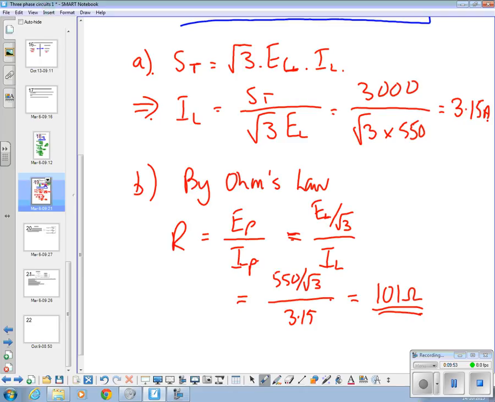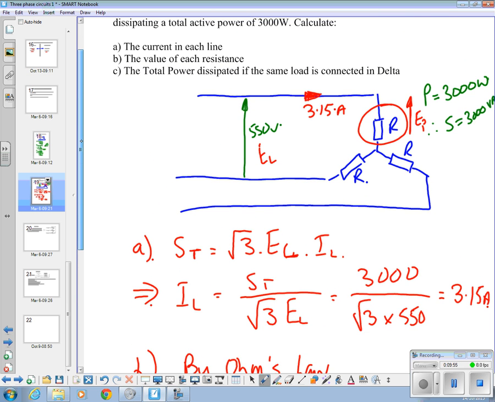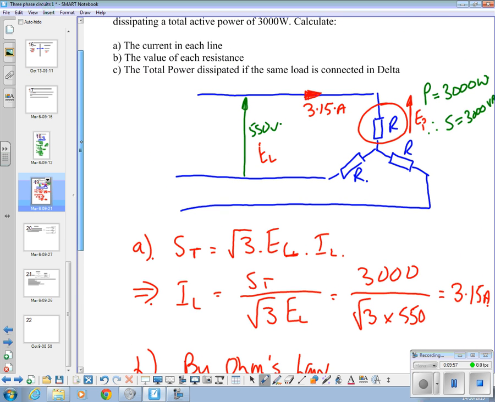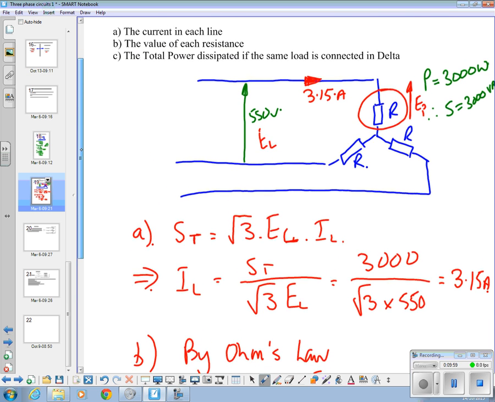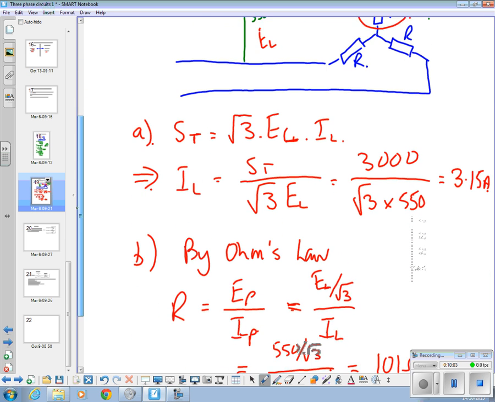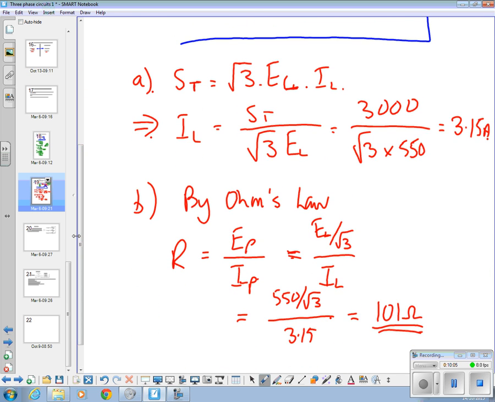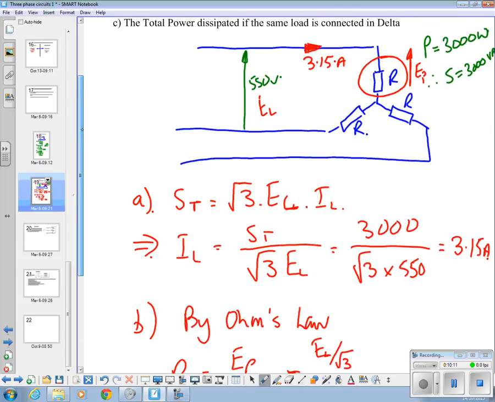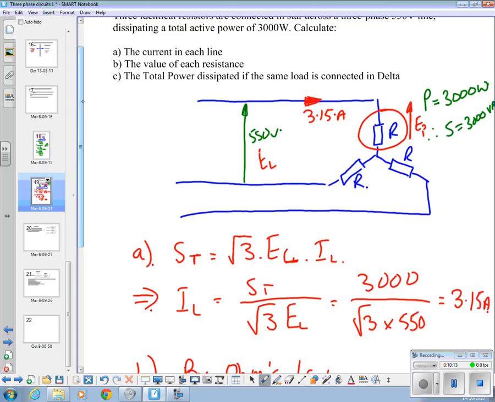This 3000 watt star connected resistive load connected to 550 volts gives us a current of 3.15 amps. The resistance of the loads are 101 ohms. What we can do now is look at the third part of the problem. What's the total power dissipated if we connect that same load in delta?